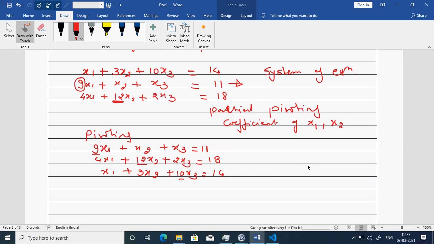Next step is to find the maximum coefficient of x2, because x1 is done now. I see in equation number 3 this value is maximum, so I put that as equation number 2. For the last one I did not have an option, so I kept it as it is, that is x1 plus 3x2 plus 10x3 equal to 14. Fortunately 10 was the coefficient of x3, which is maximum for x3 also. In this way we have done the pivoting. Is this clear now?